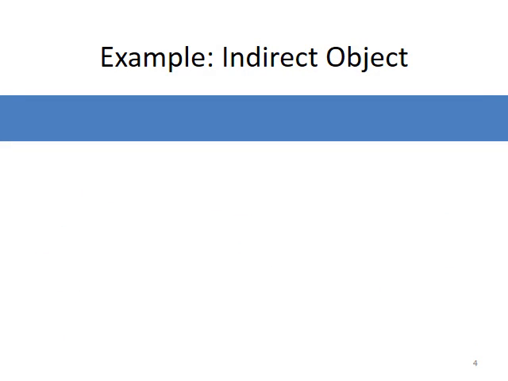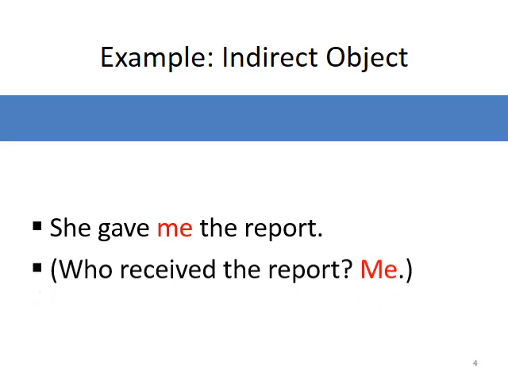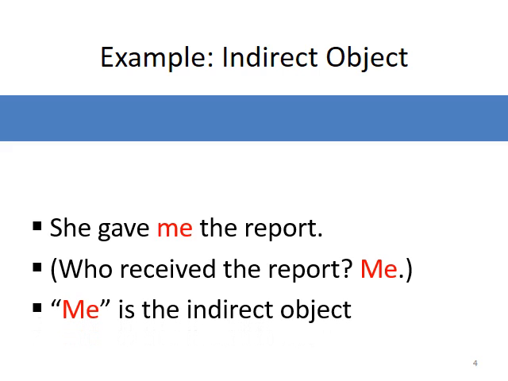Example, indirect object. She gave me the report. Who received the report? Me. Me is the indirect object.